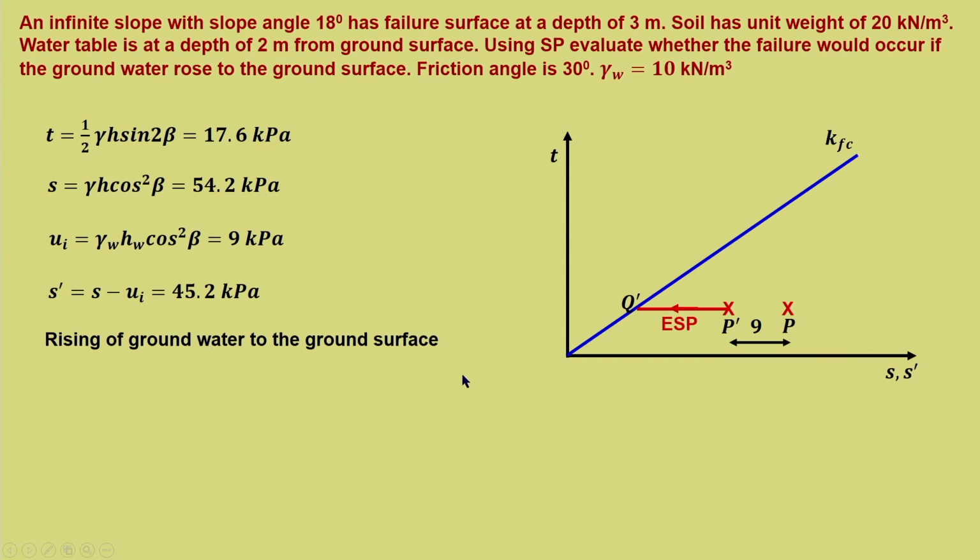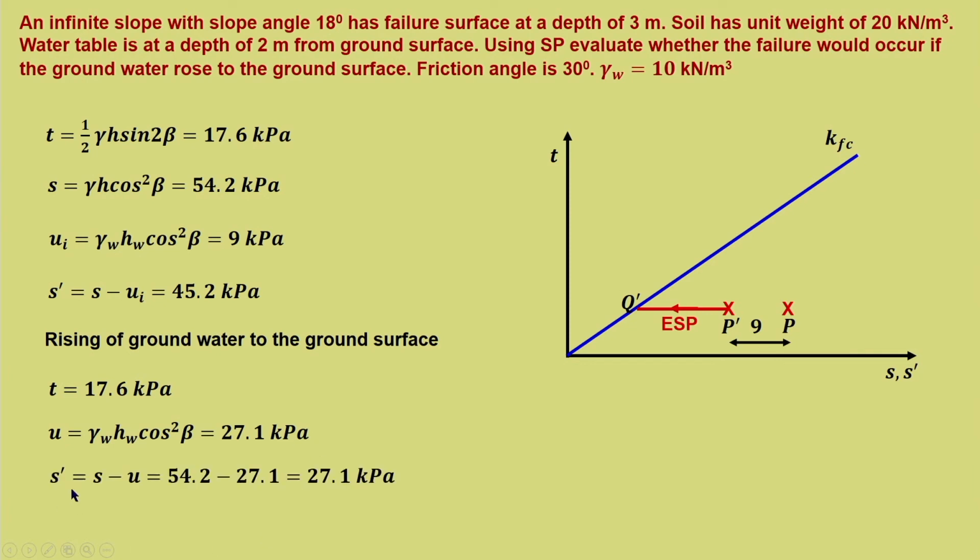Rising of groundwater to the ground surface. Let us try to understand this particular case. T is equal to 17.6 kilopascal, which is not changing. U changes to 27.1 kilopascal. So, S dash is equal to S minus U, which is equal to 54.2 minus 27.1, which gives 27.1 kilopascal. That is, if the groundwater table is rising, then the S dash becomes even less, that is 27.1 kilopascal.